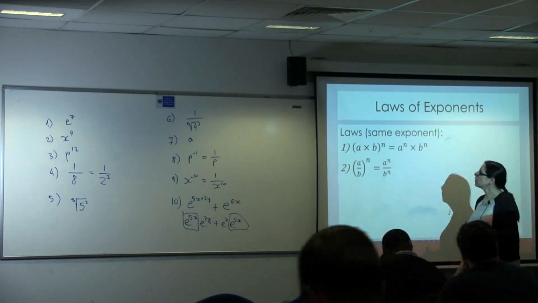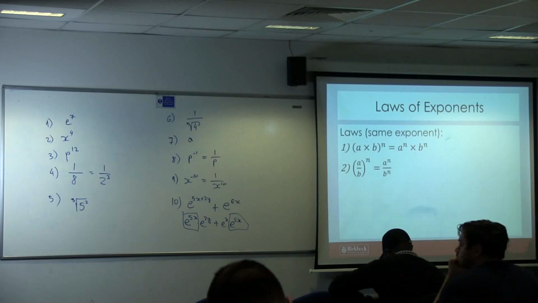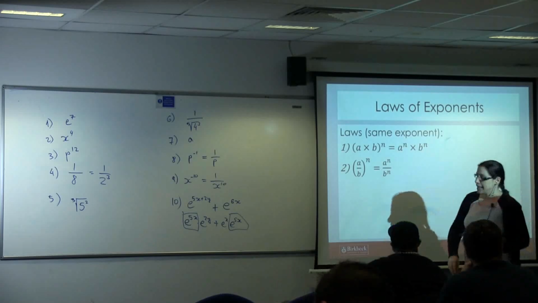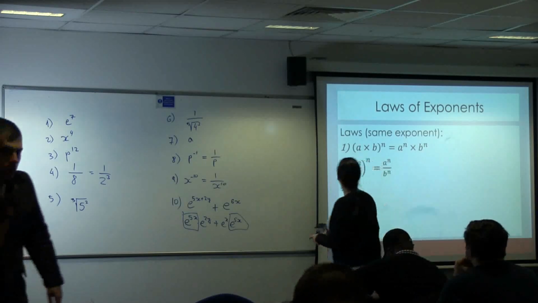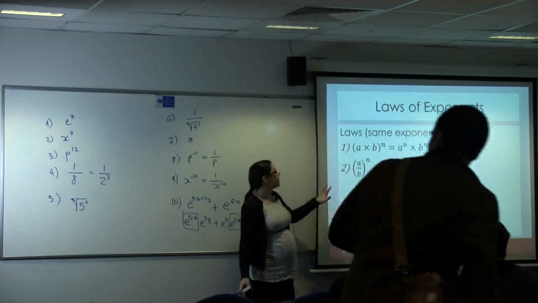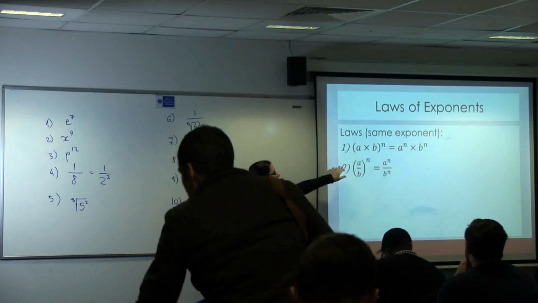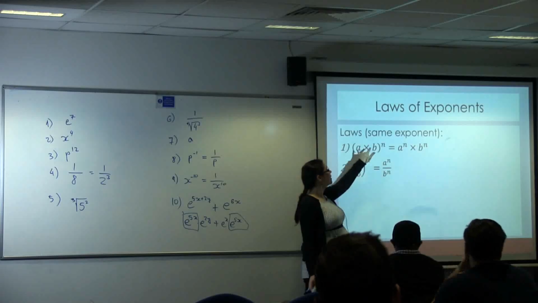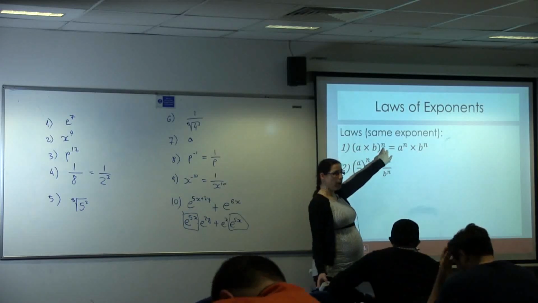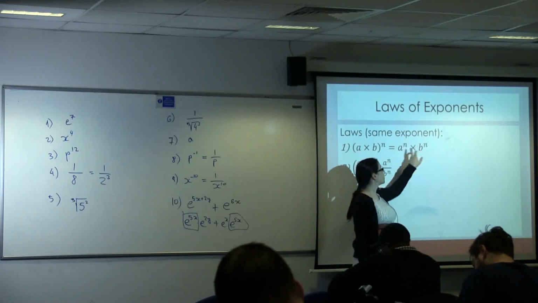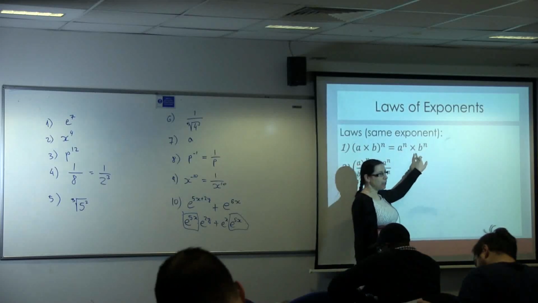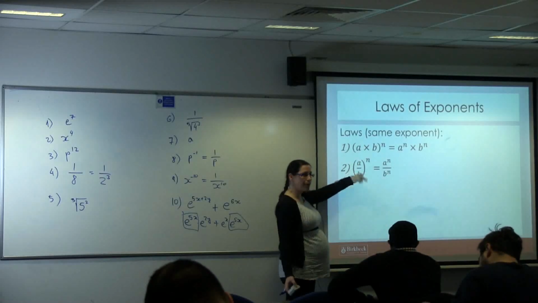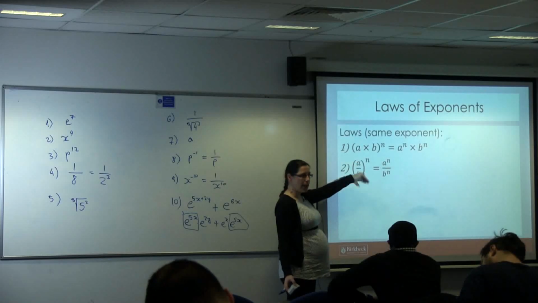Okay, now that was the laws where the base was the same, but there are also some laws where the exponents are the same. And that's again quite logical, and can be proven quite easily. If I multiply two different bases together, but I have to raise the product to the same power, then I can do that individually. So I can raise the first term to the power and multiply it with the second term raised to the same power. Same for division. And you have probably seen these applied numerous times in lectures.